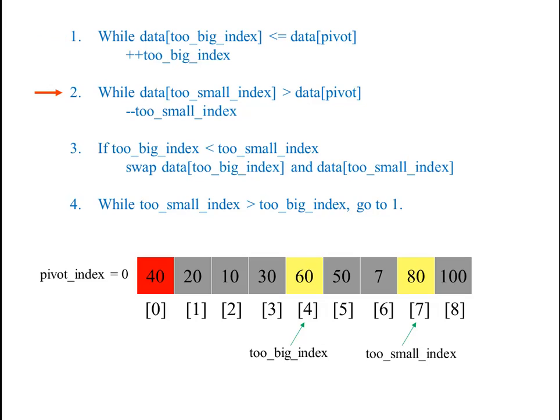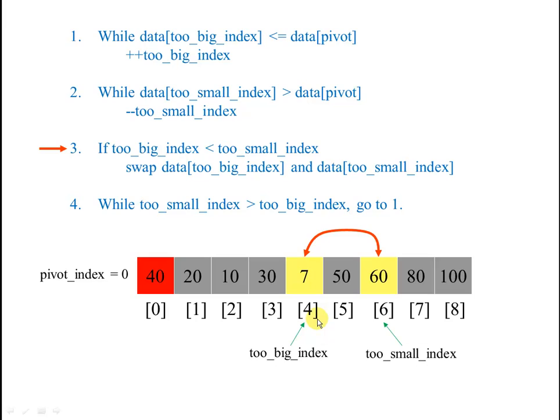Now go to the next statement, keep finding something which is smaller than 40. Yes, we found it. Now again what we will do is swap it, 60 and 7. Once the swapping has been done, we check, is the small index still greater than the big index? Yes, it is still greater. 6 is greater than 4.